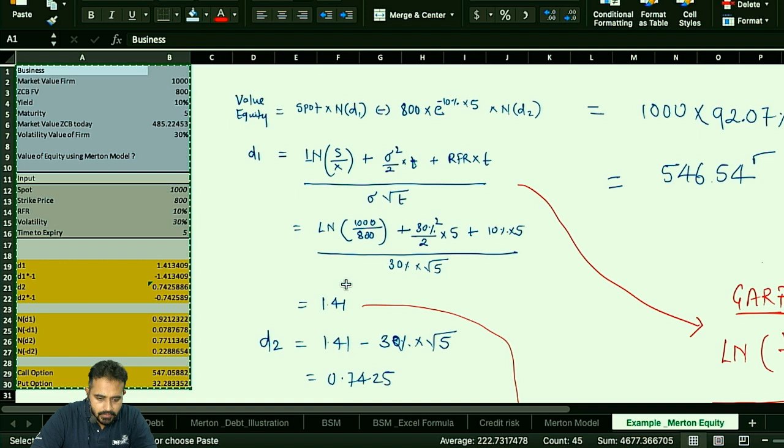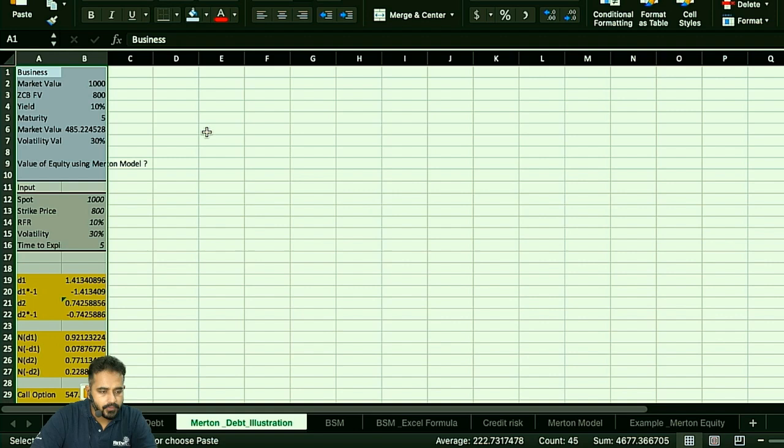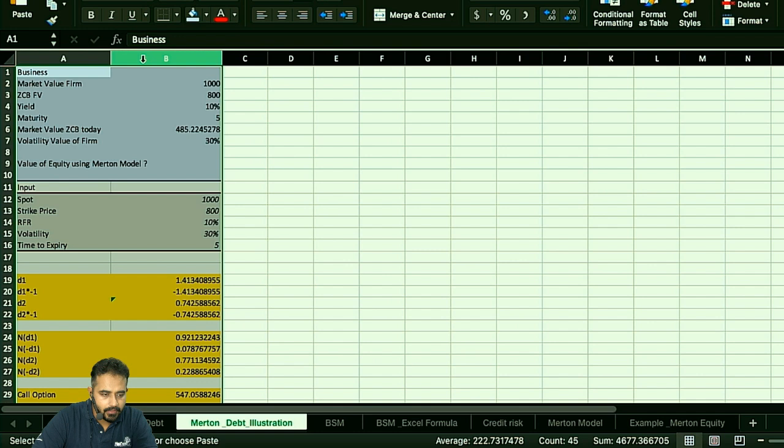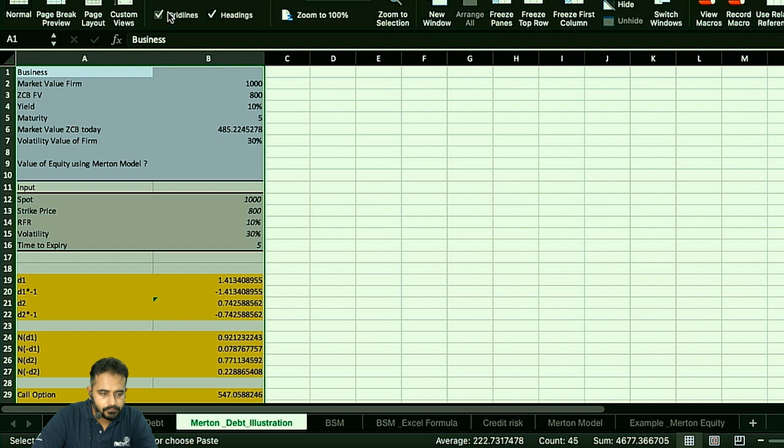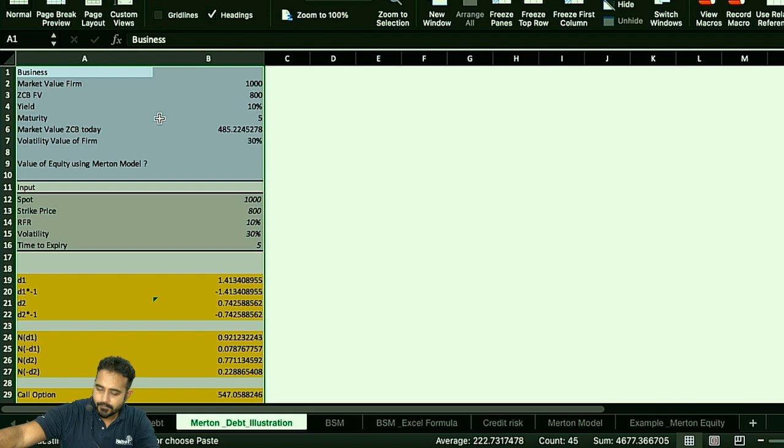All right, Merton model debt illustration. Let's paste these numbers. Same example, and we'll try and value the debt. All right, here we go. All the data is ready now. So let's focus on these data points.